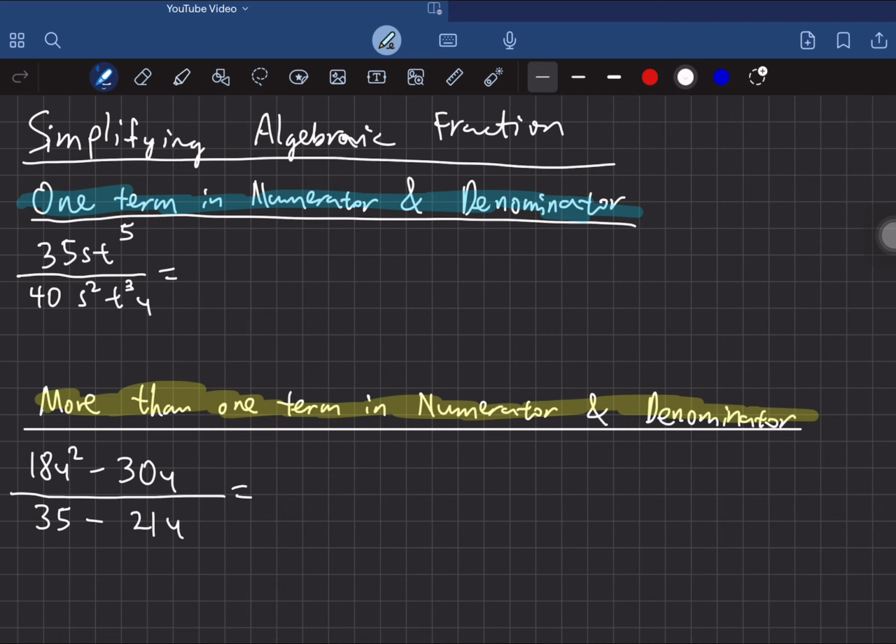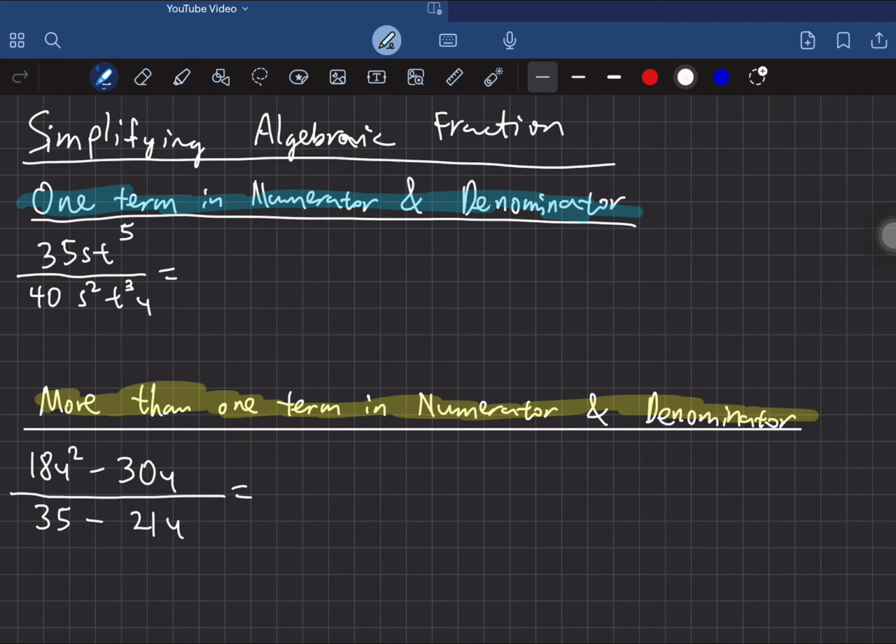So, simplifying algebraic fractions. Simplifying algebraic fractions is similar to, or you can say almost totally the same as, your primary school changing of fractions into their simplest form, but now it's in algebra form. For example here, the most important thing is that we have to look at the algebraic fraction given to us. How many terms are there in the numerator and denominator? For example, the first one, there's only one term in the numerator and one term in the denominator.